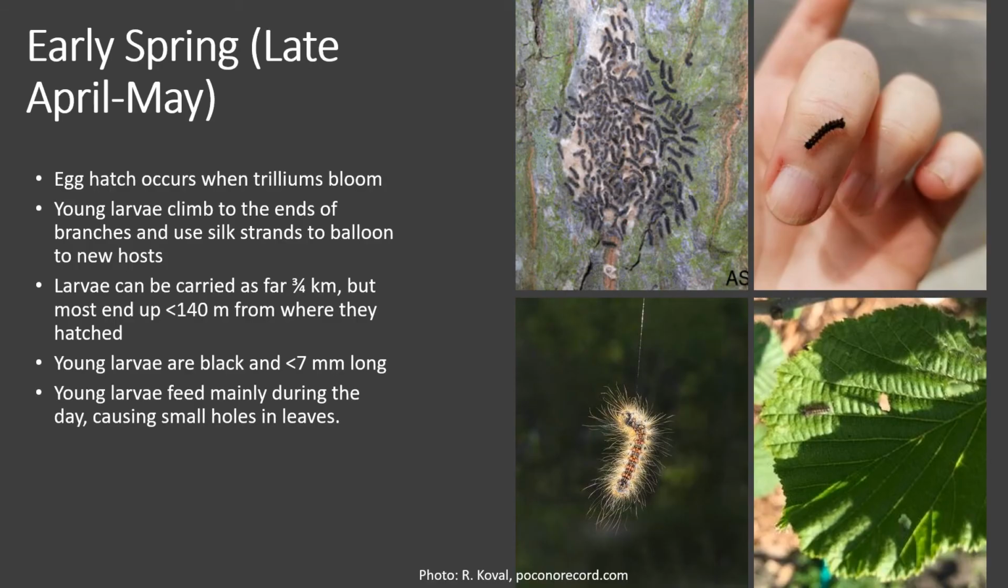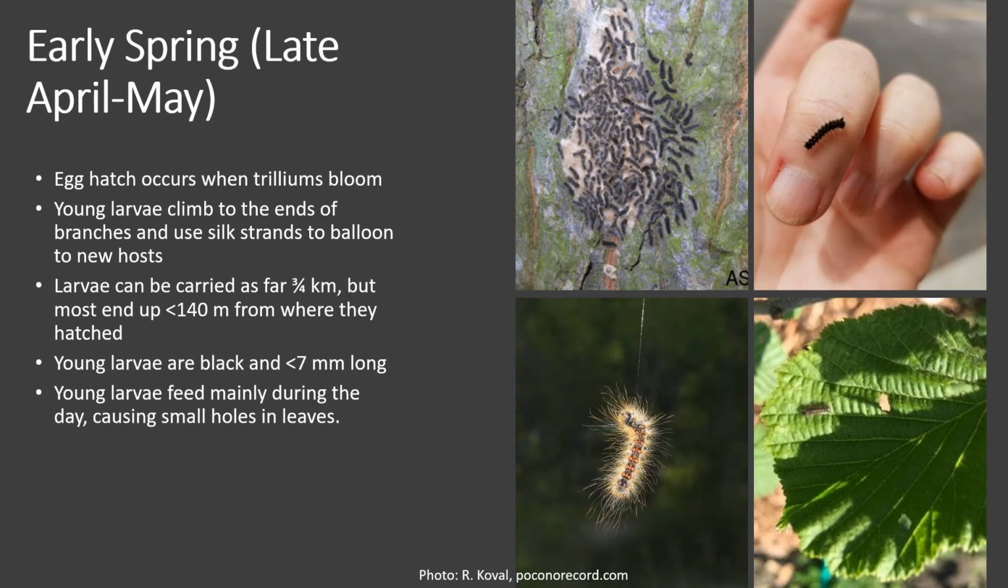So a few more details on that larval stage. The egg hatch occurs when the trilliums bloom. I am recording this in mid-May, so most gypsy moth have already hatched at this point. The young larvae will climb to the ends of branches. Now, if it is a host that they like to feed on, they'll just start eating. But if it is not a preferred host, they use these silk strands, and they balloon to new hosts. They're very light, so it can carry them up to 3/4 of a kilometer and to new hosts. And then they will start feeding on those hosts.